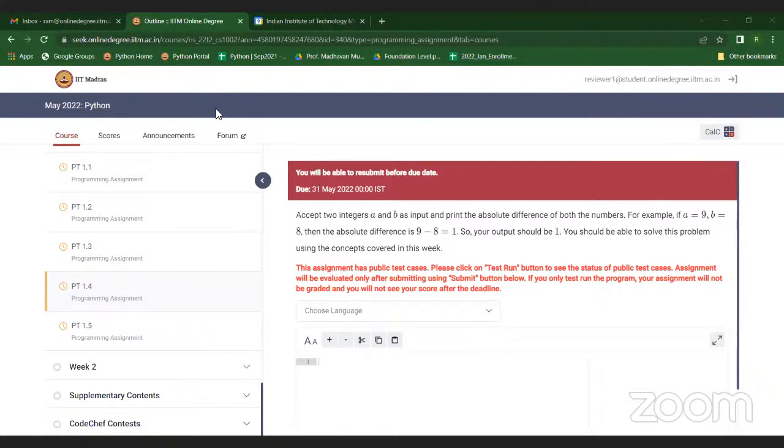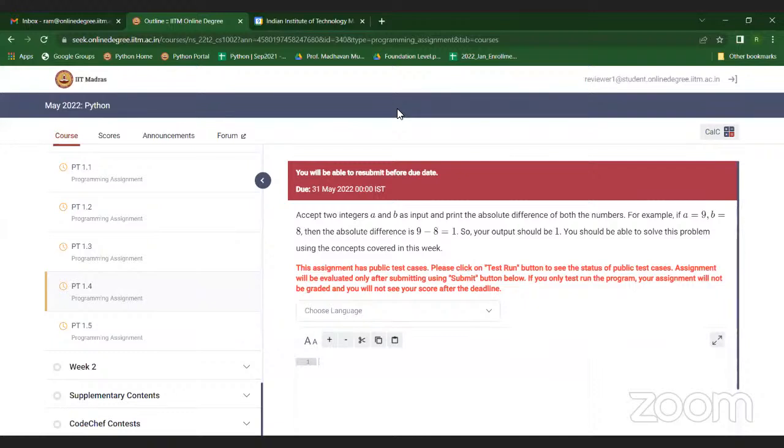You should be printing the absolute difference. Absolute difference means that if it has been 9 and 8, then 9 minus 8 is 1. If it has been A equals 8 and B equals 9 also, then it should print 1. Clear?